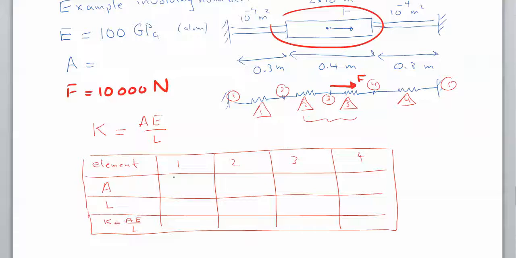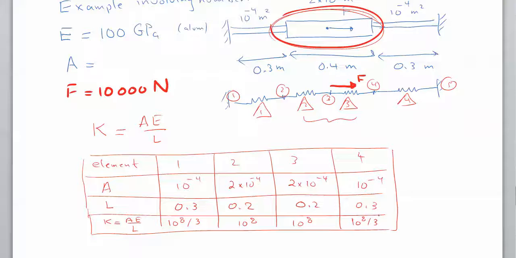All right. This was 10 to the minus 4. This is 2 times 10 to the minus 4, 2 times 10 to the minus 4, and 10 to the minus 4. The length, this was 0.3. This was 0.2, 0.2, half of this length, okay? And then 0.3. And the stiffness can be calculated. It's going to be 10 to the 8 over 3. This is 10 to the 8, 10 to the 8, and 10 to the 8 over 3.